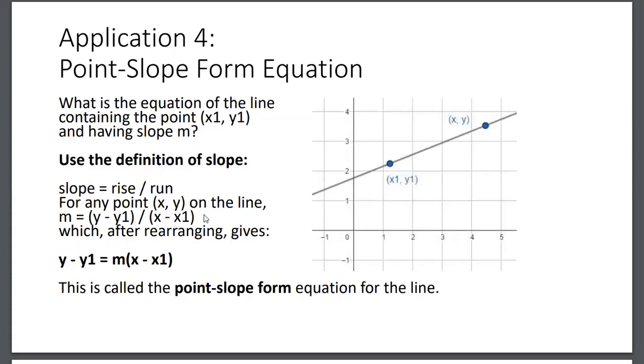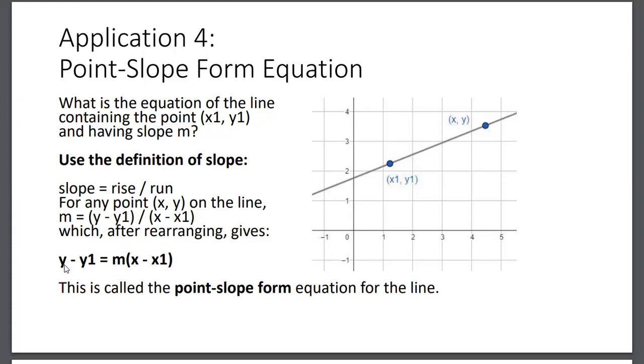Application 4, point slope form equation. What is the equation of the line containing the point x1, y1 and having slope m? So this time we're given a point that's not a y-intercept and an arbitrary point here, x, y. Again, use the definition of slope. Slope is rise over run, and for any point x, y, we can set up m, the slope, is equal to y minus y1 over x minus x1.